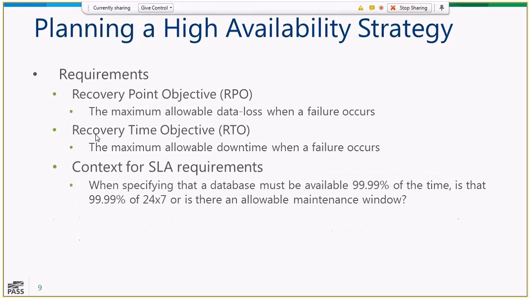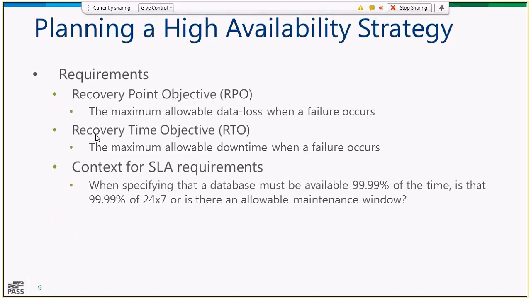So planning a high availability strategy, the very first thing you should do is not just say, well, I want to use Always On availability groups because that's the latest and greatest feature from Microsoft. That's the backwards way to think about it. What you want to do is talk to the business. You don't want to make this up yourself. Find out what their recovery point objective is, RPO. And that just means the maximum allowable data loss in terms of time when a failure occurs.